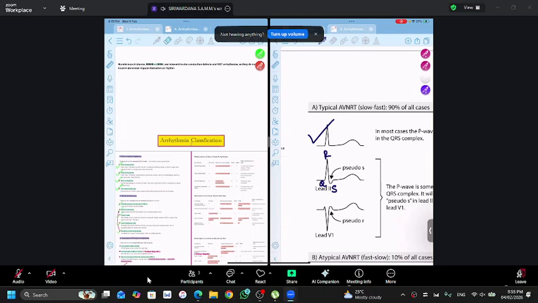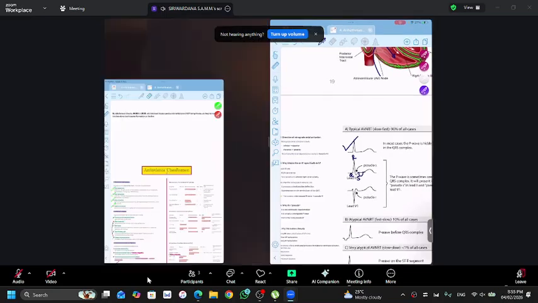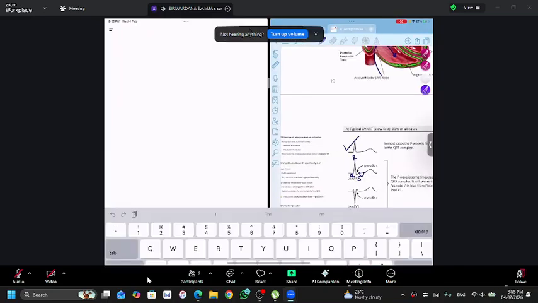The P wave can happen somewhere along here. An inverted P wave, similar to a junctional tachycardia. But let me search the actual rate of AVNRT.